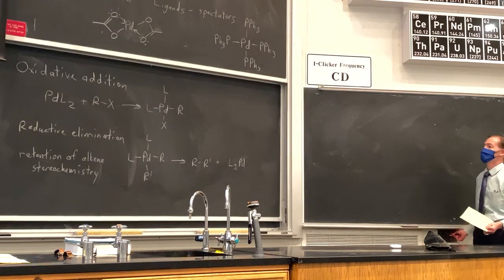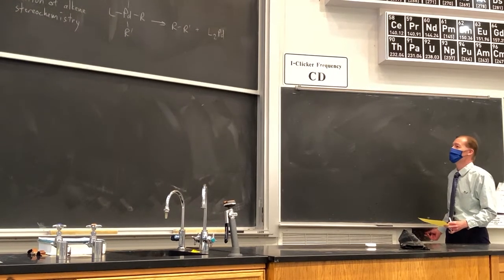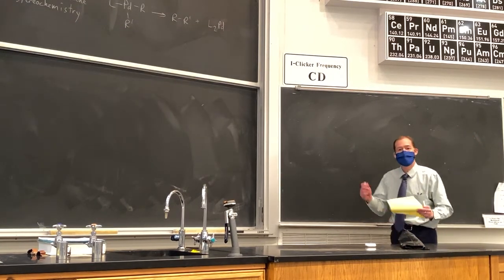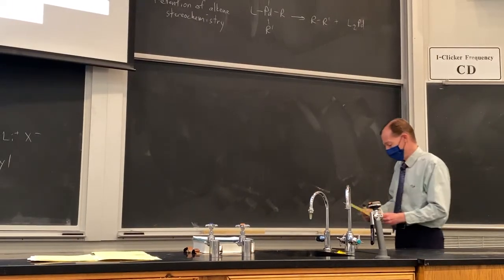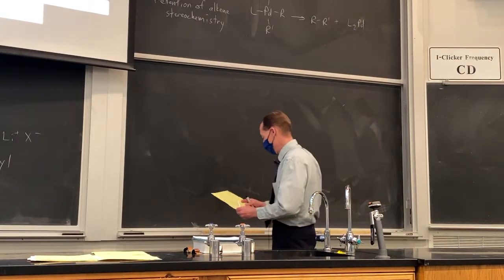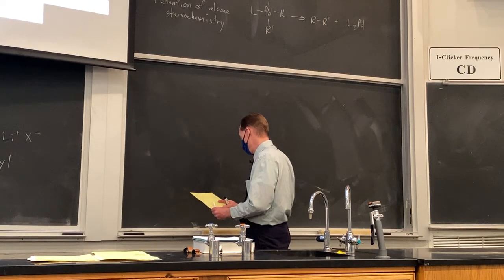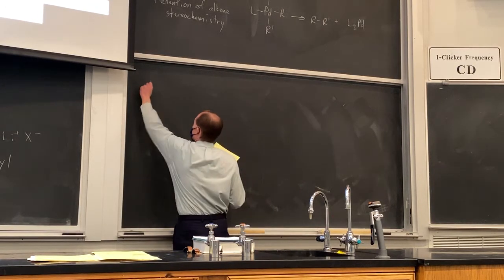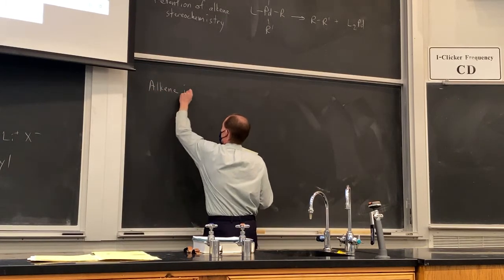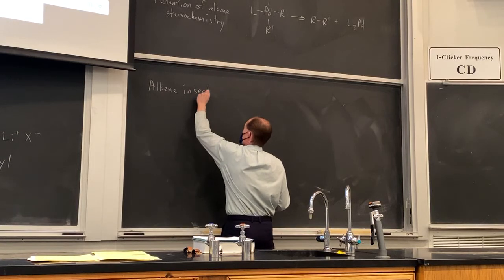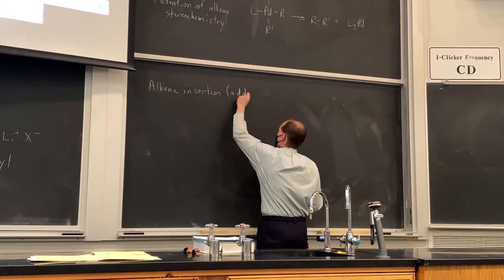All right, let's move on to our third process that occurs on palladium. This one isn't mentioned until later in the chapter, and they really skip over it. So we're going to give it a little more detail than what the book does. And that is going to be the alkene insertion. An alkene insertion is going to be an addition reaction.